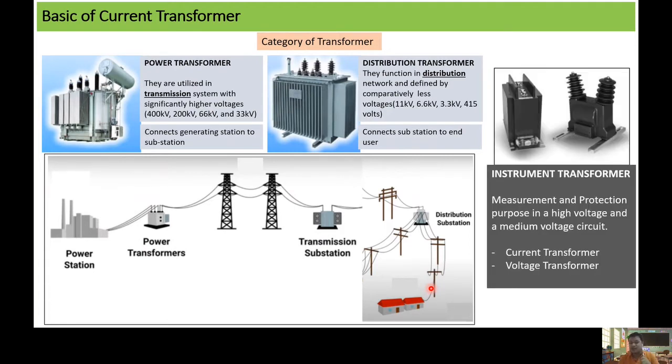There is another category of transformer which is called instrument transformer, and instrument transformers are used for measurement and protection in high voltage and medium voltage circuits. So there are two types. One is current transformer, another is voltage transformer. In today's video, I'm going to talk about the basics of current transformer, how it is being used for measurement and how it is being used for protection. This is what I am going to discuss in the next part of the video.